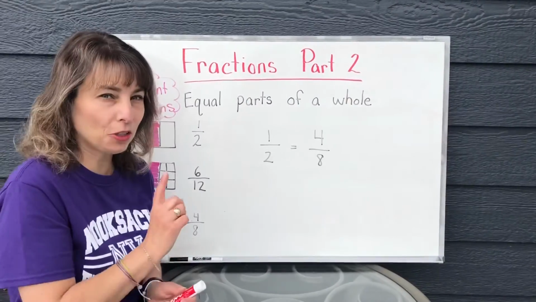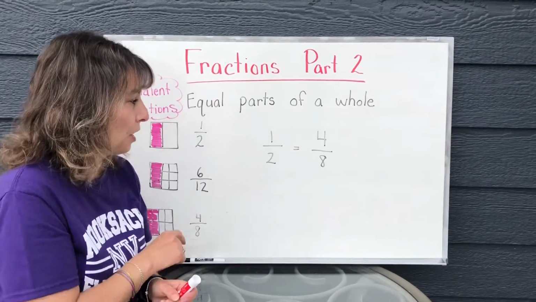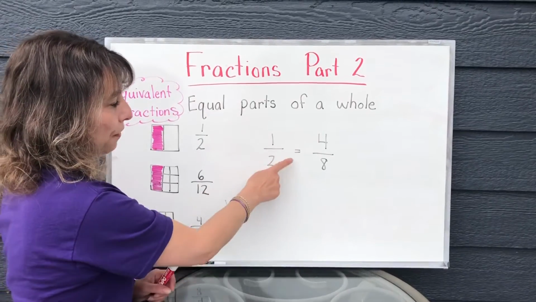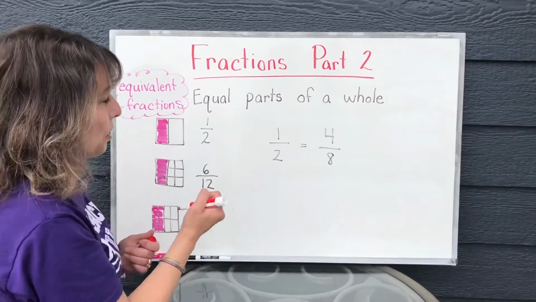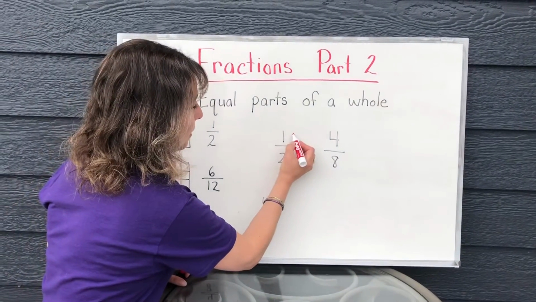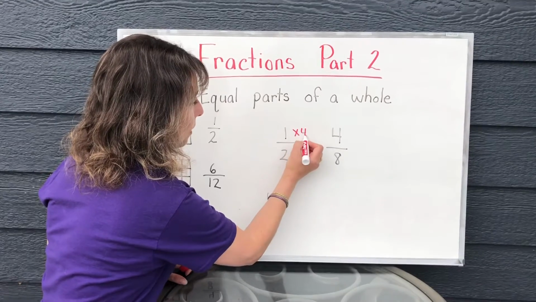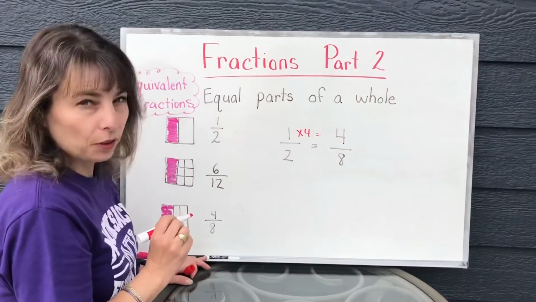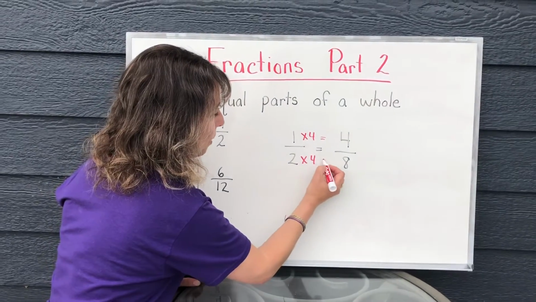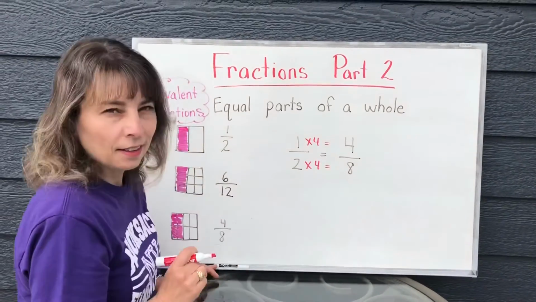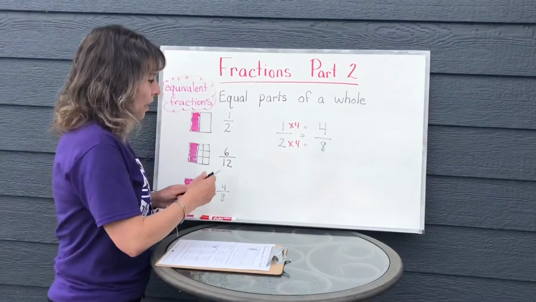Okay, boys and girls, I want to show you one other way to figure this out. So I just erased the board and I put 1/2 is equal to 4/8. Okay, so here's a little trick I want you to think about. 1 times 4 is 4. You guys know your multiplication facts. 2 times 4 is 8.